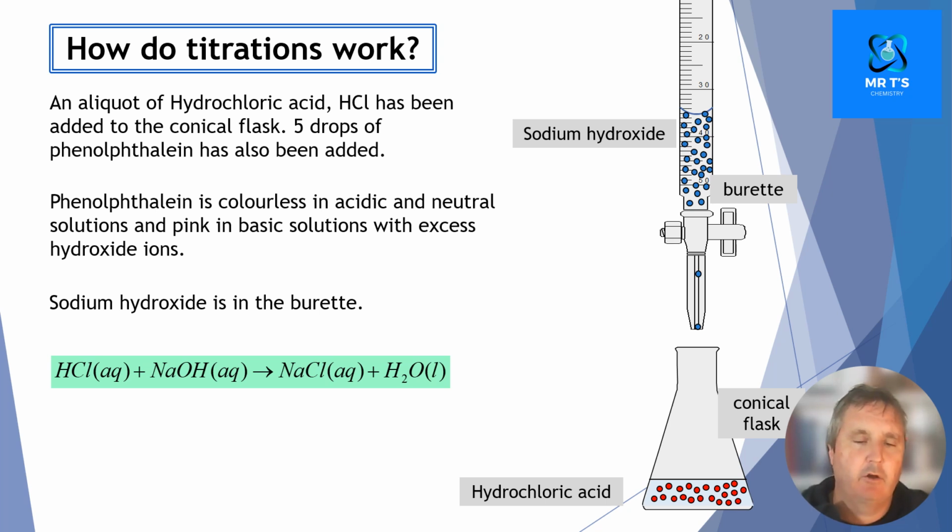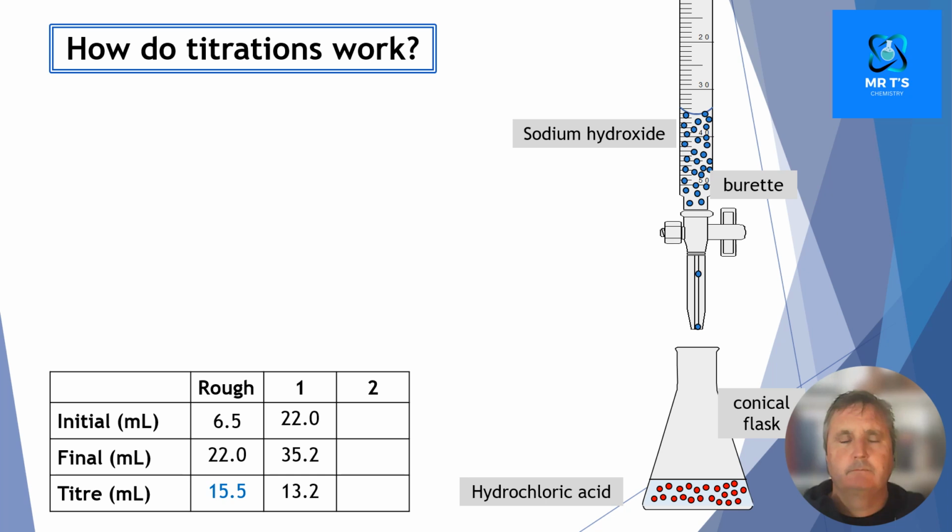So let's look at the actual animation. Okay, so here's the titration setup. I've already carried out 2 titrations. I've done a rough sample and I've done my first accurate sample. Now, remember here when I subtracted my initial value read off the burette from the final value, I got 15.5 at the start.